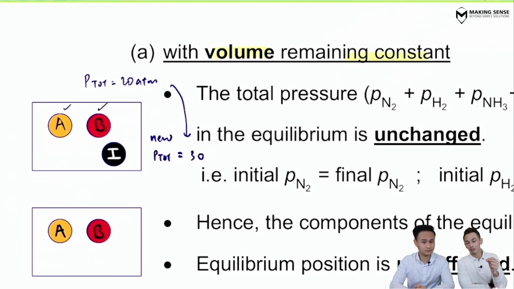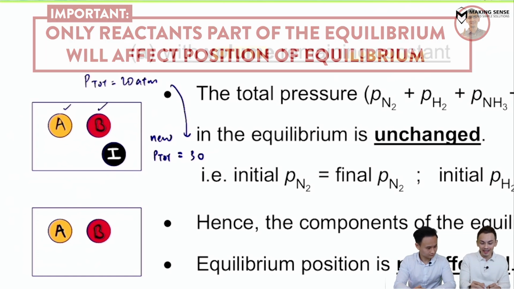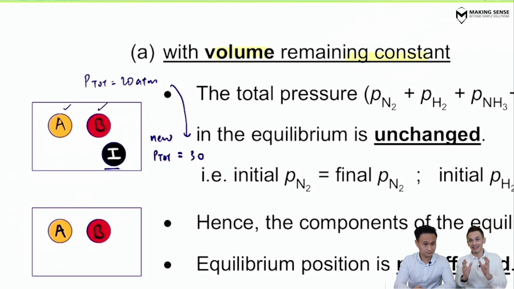Okay, but the key thing that we must be mindful of is who is part of the equilibrium and who is not part of the equilibrium, right? Yes, the P total has increased, that's without a doubt, but you must be mindful that the inert gas is an inert gas and it's not part of the equilibrium, right? So as far as the equilibrium is concerned, your focus should entirely be on A and B and totally disregard the inert gas. For sure.